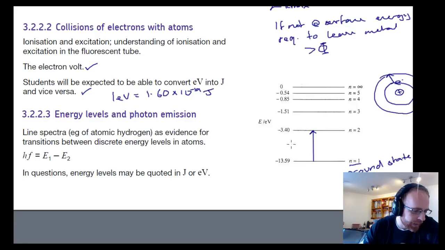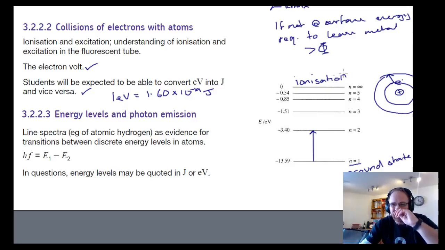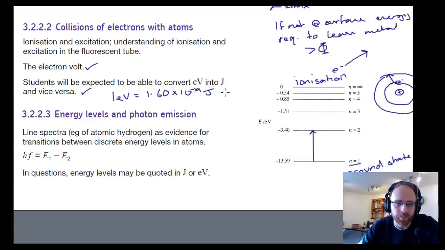Now we've got these energies down the side, and they're all negative. So when my electron is at infinity, at the top here, this is called ionization. And ionization in this context is where my electron leaves the atom. So it leaves my atom charged, it becomes an ion, ionization.